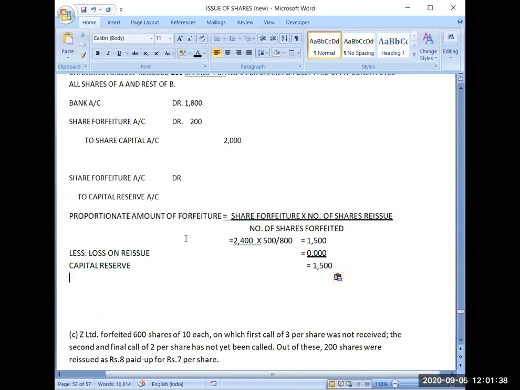Now for A, I am making it. So for A, it will be 300 multiplied by 100, and forfeited were also 100. So this amount will become 300. And the loss on reissue is 100. So that's why capital reserve will be 200 for A. It is capital reserve only for A.